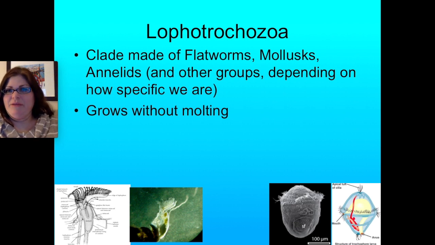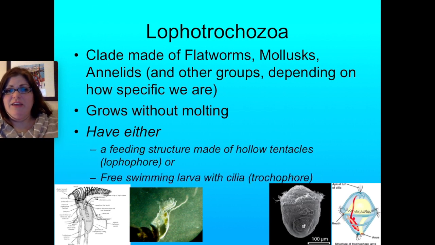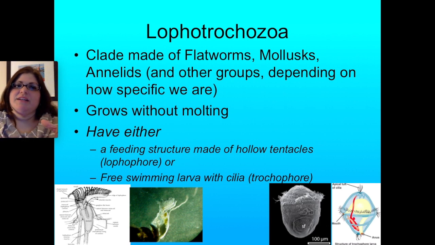And the goofy name Lophotrochozoa comes from some structures that they use when they're reproducing. So either they have a temporary feeding structure known as a lophophore, which is basically this thing on the left here, which describes how it feeds during one of its life stages, or its larvae have cilia, and we call it a trochophore. I don't expect you to know either one of those, so that's why it's in italics, you don't need to know it, but simply that it's a smaller clade within the protostomes.